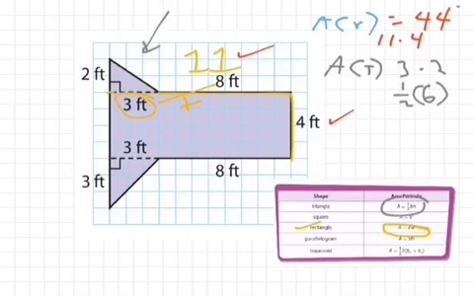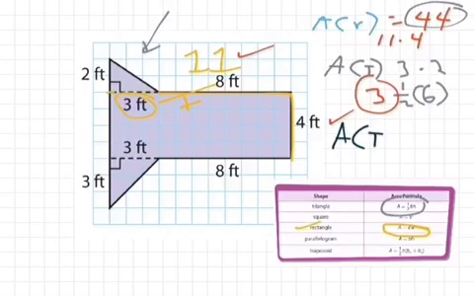So far I have an area of 44 for the rectangle and 3 for the first triangle. The second triangle, area of triangle 2, has different measurements if you look at it. It still has the base of 3, but it has a height of 3.